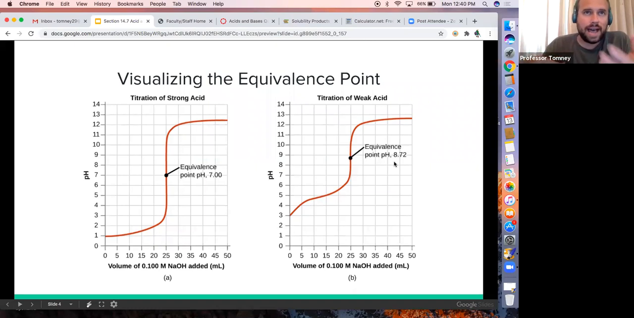So for instance, hydrochloric acid and sodium hydroxide come together to make NaCl, sodium chloride, and water. That salt water is a neutral type of solution.